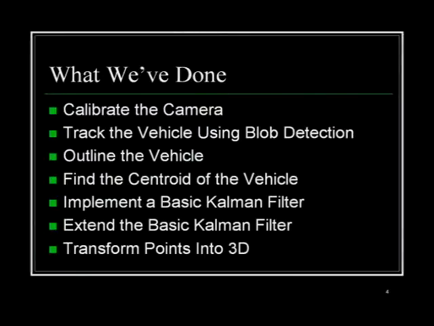Here are the methods, the steps that we used to eventually track the vehicle. First, we calibrate the cameras, and then we use background subtraction, use blob detection, then draw an outline around that blob and find the centroid in that blob, and that's how we actually track the vehicle. And at the end, the Kalman filter.